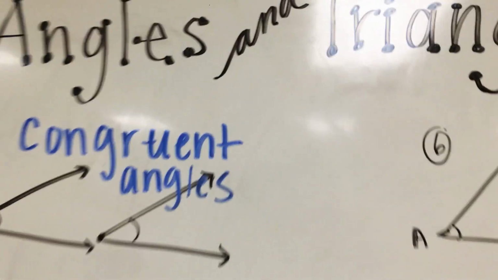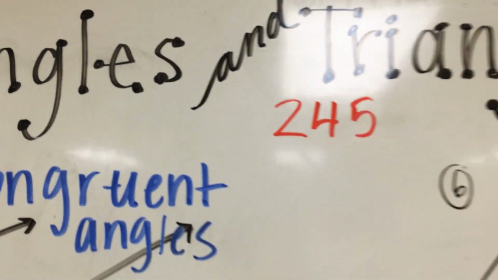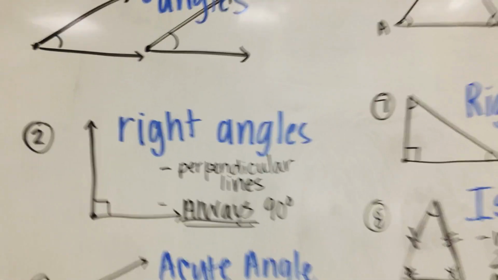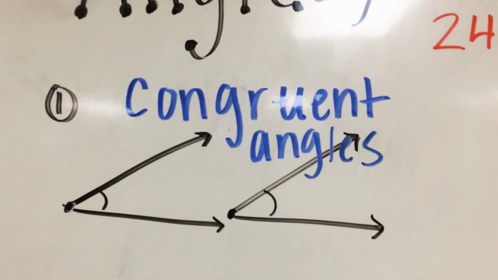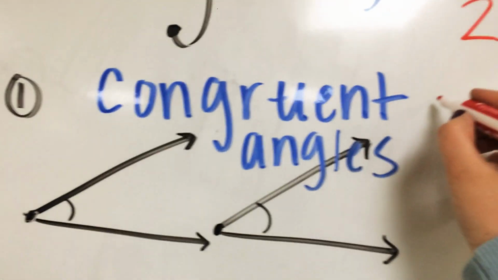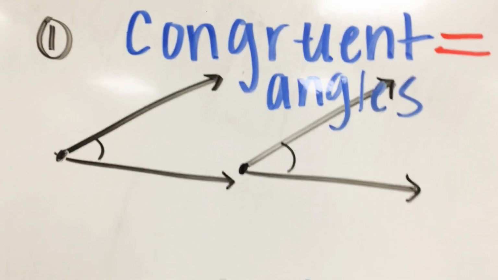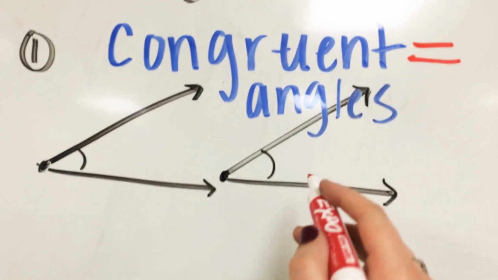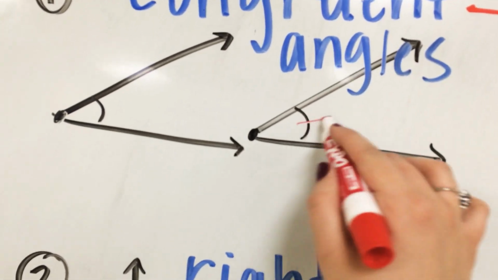Okay, I'm going to write that on here so you can see it. Ready, pause, go. 245. Okay, so the first thing up in the lesson box, the facts about different angles. The first type of angle that you need to know is congruent. Now, if you remember, the word congruent means equal to, okay? So it's the same.